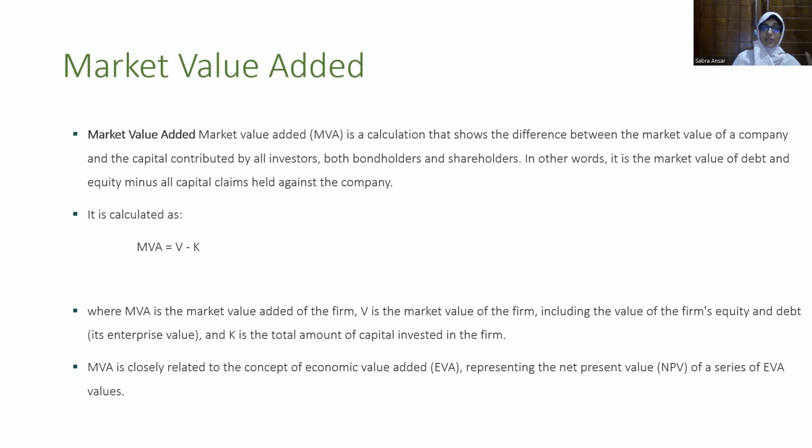Here, V is the market value of the firm, meaning the value of the firm's equity and debt of its enterprise, and K is the total amount of capital invested in the firm. So the market value minus the capital which is invested in the particular firm. MVA is closely related to the concept of EVA and represents the NPV of a series of the EVA values as well.